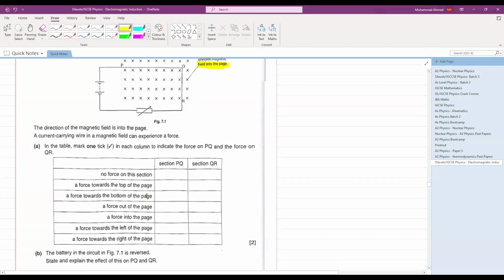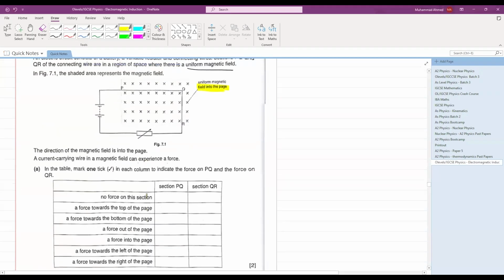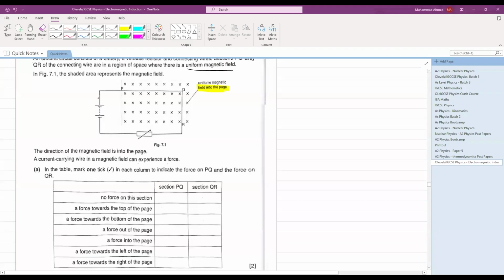In the table, mark one tick in each column to indicate the force on PQ and the force on QR. Okay. So always remember, current flows from positive to negative. So in PQ, your current will be like this. Your magnetic field is into the page. Your current is like this. Where is your force pointing? Your force will point towards the top of the page like this. A force towards the top of the page. This is your answer.